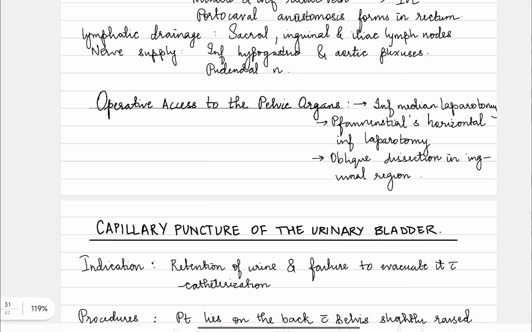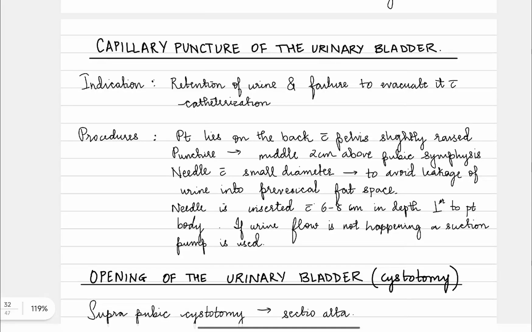Operative access to the pelvic organs is inferior median laparotomy, Pfannenstiel's horizontal inferior laparotomy, oblique dissection in the inguinal region. Next is capillary puncture of the urinary bladder. Indication is retention of urine and failure to evacuate it with catheterization.